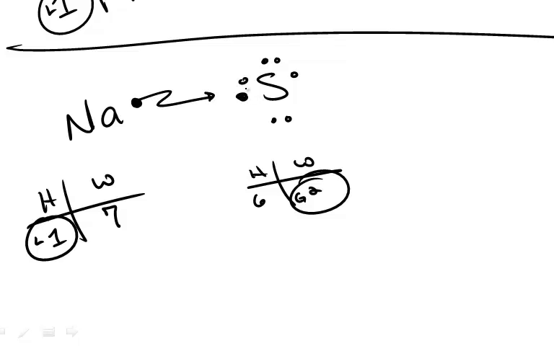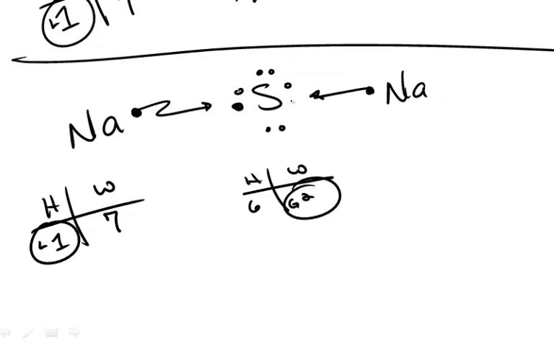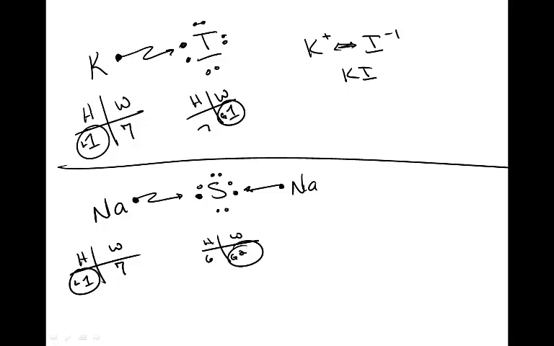Sodium will give up its 1 valence electron to sulfur, so we're going to need a second sodium atom with 1 valence electron to give up a second valence electron to sulfur. So our resulting formula now is Na2S, because there's 2 sodiums and 1 sulfur.